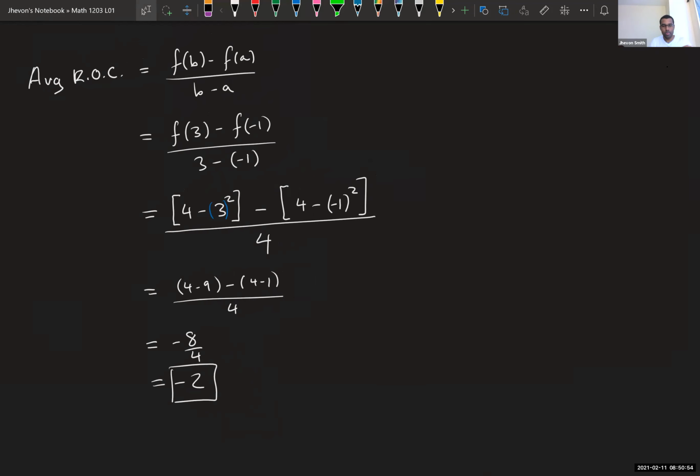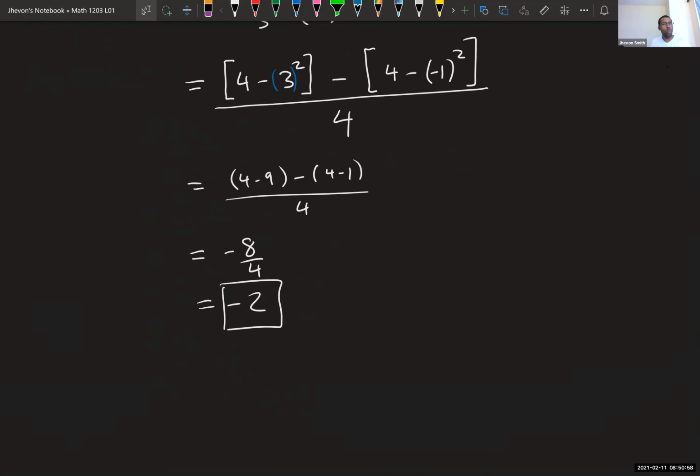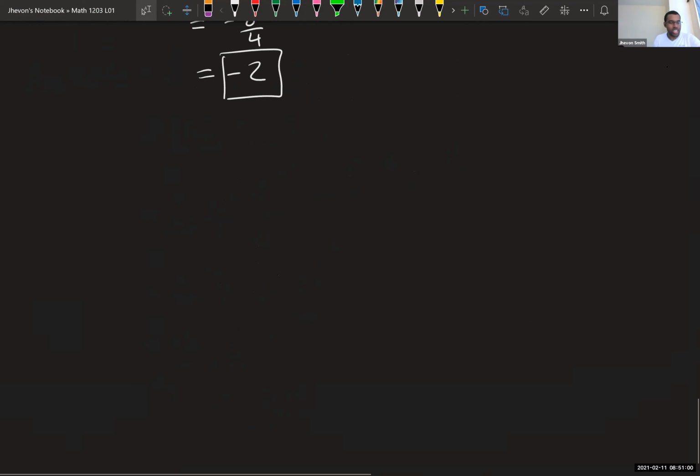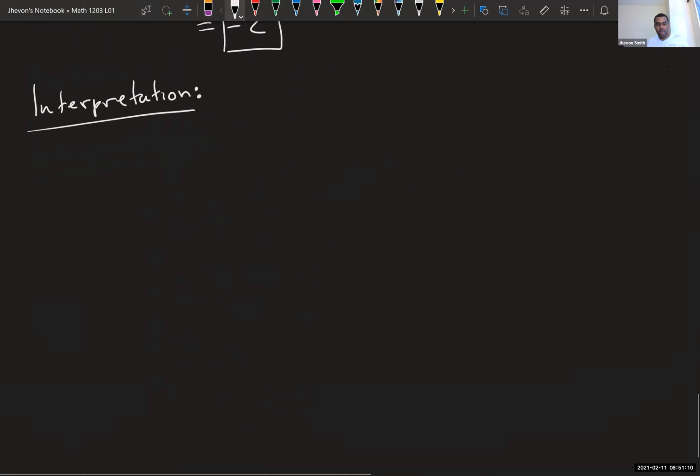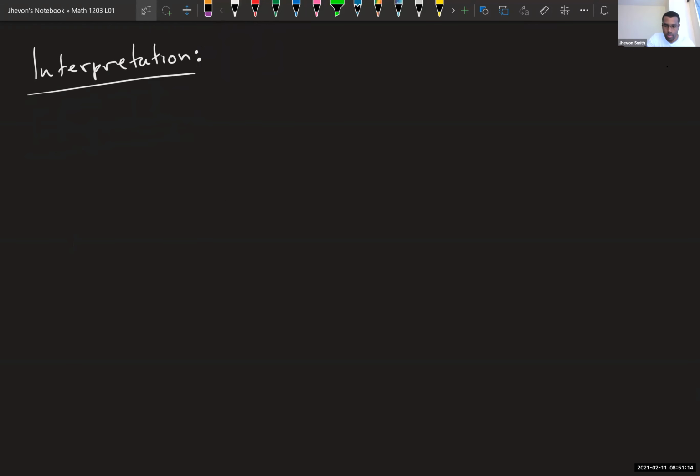Okay, so hopefully we're doing okay there. Now, what does this mean? Let's talk about the interpretation, why we would even refer to this as an average rate of change. What does it actually mean to say the average rate of change is minus 2?